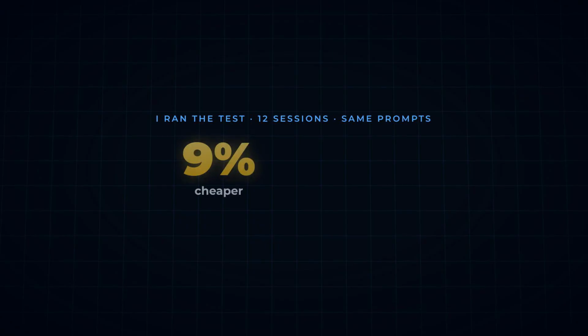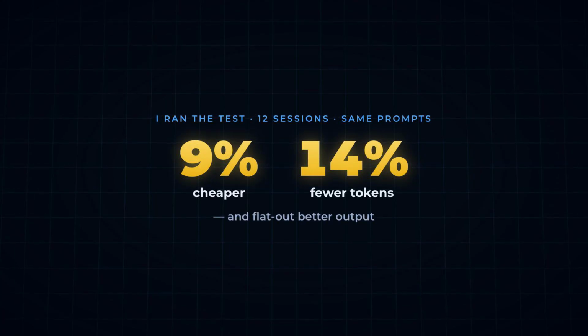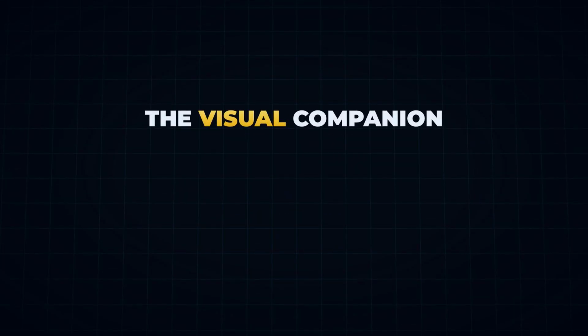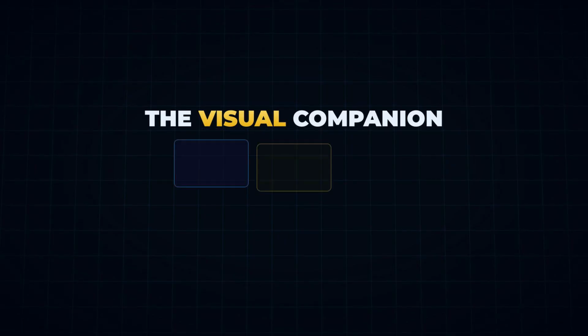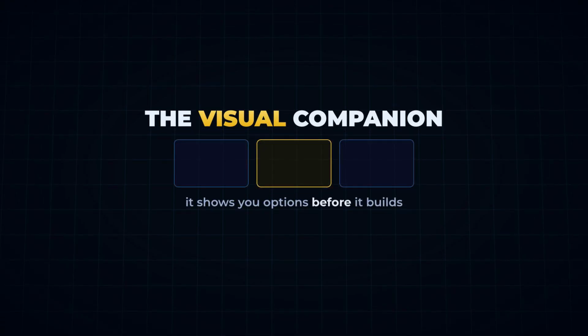12 sessions, half with Superpowers turned on, half without, same prompts, same model. The Superpowers runs came out 9% cheaper, used 14% fewer tokens, and the output was just flat out better on anything that wasn't trivially simple. But the part people sleep on is the visual side. When I ask it to design something, Superpowers spins up a little local dashboard and shows me options and mockups before it commits to anything. So I'm choosing from real options on screen, not imagining what it might build and hoping.